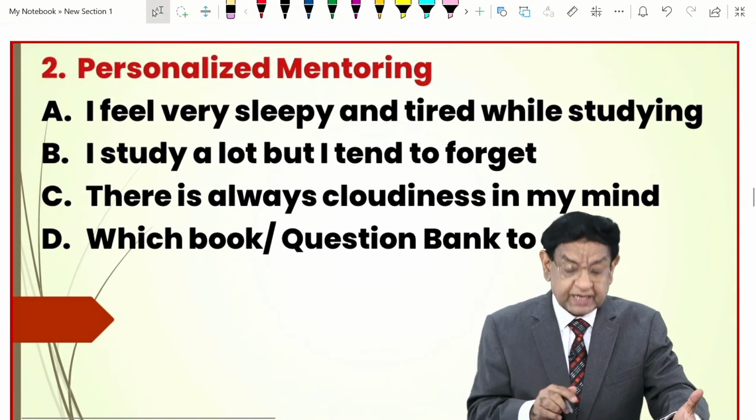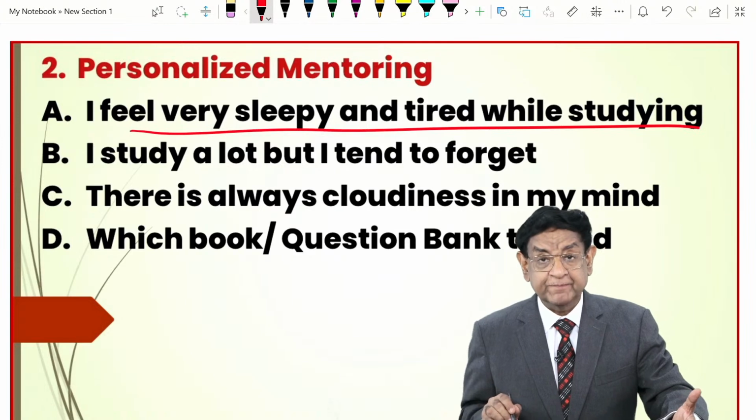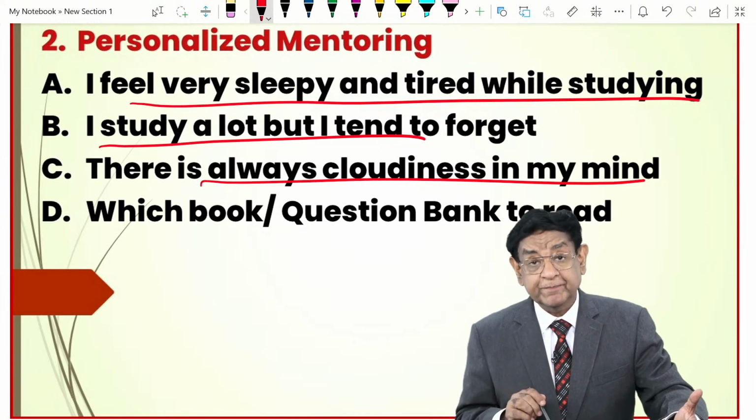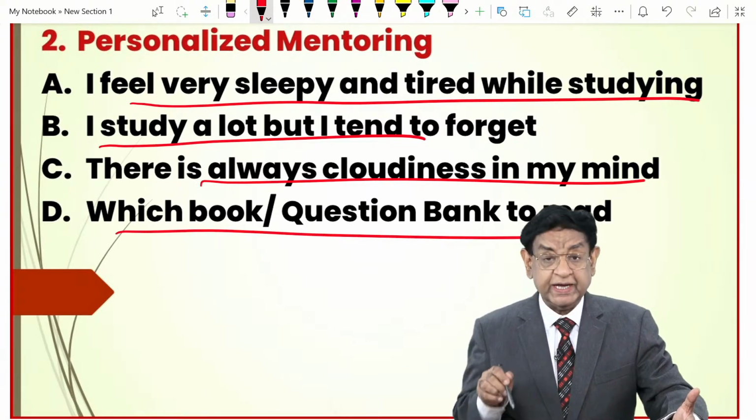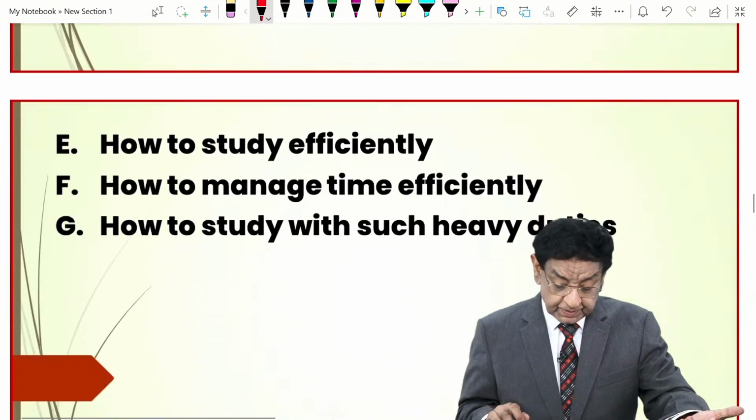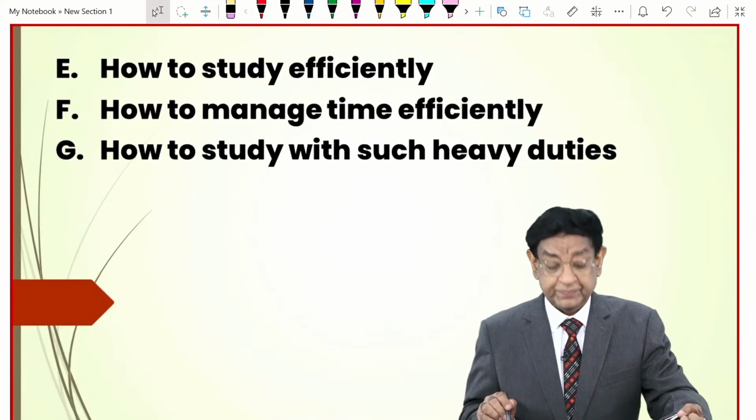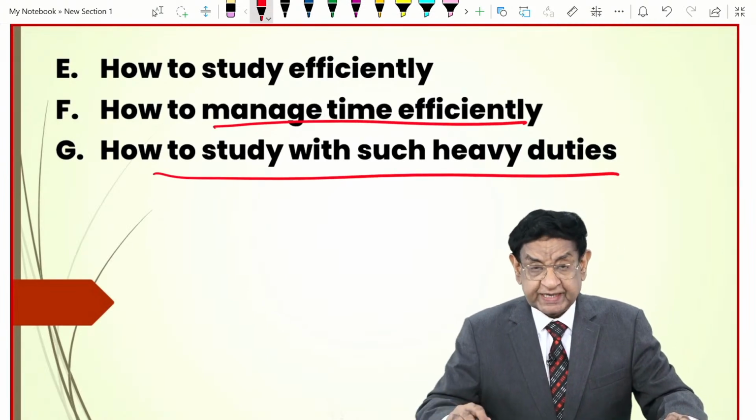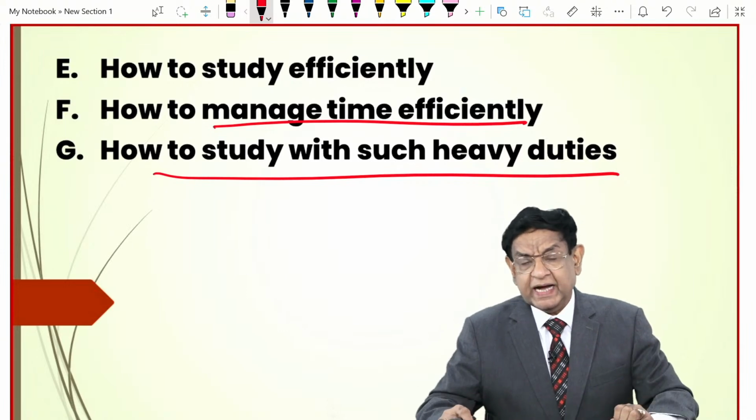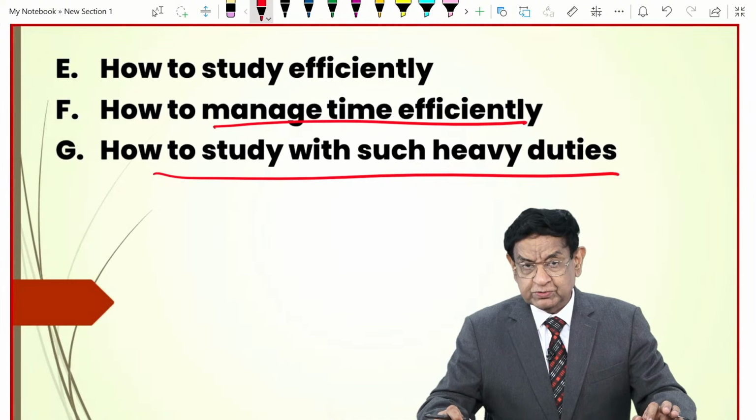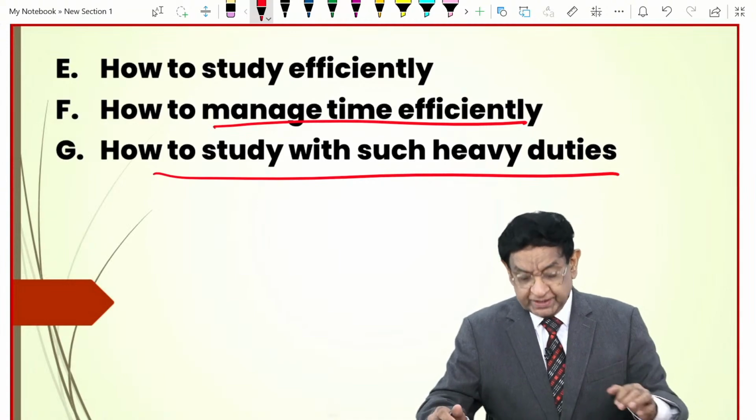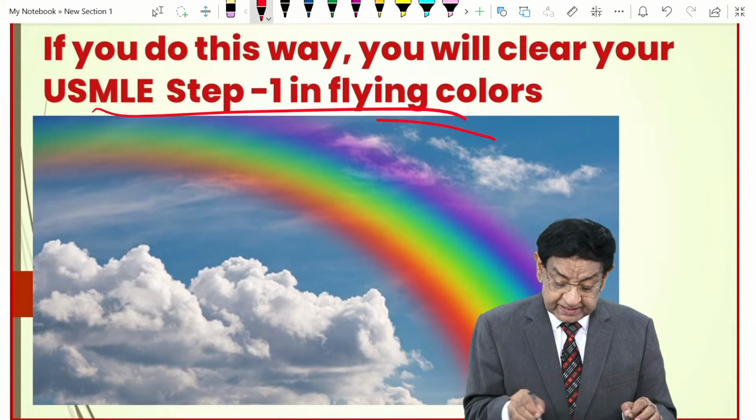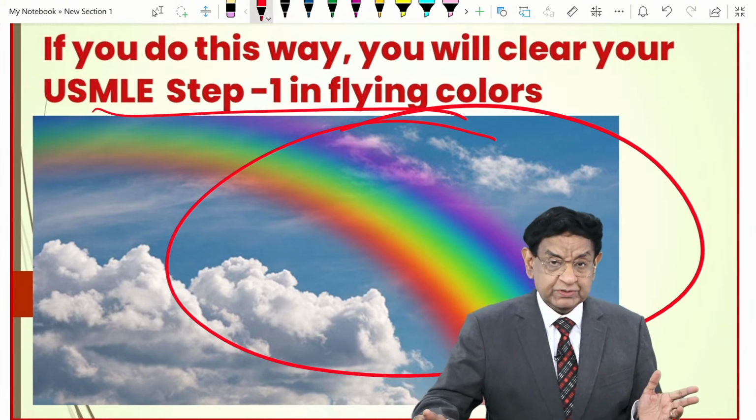Now the problem is, sir, I feel very sleepy and tired while studying. I study a lot, but I tend to forget. There's always a cloudiness in my mind. Which book or question bank should I read? Again, big confusion. How to study efficiently? How to manage time efficiently? How to study with such heavy duties if you are working somewhere? All these I'll cover in an introductory lecture also, in which I'll tell you how to study. If you do the things the way I told you, you will pass with flying colors. We can guide you, but the study has to be done by you.